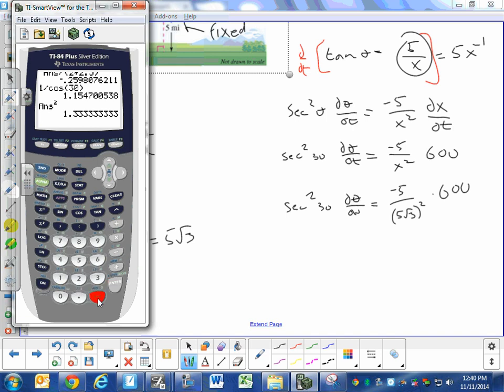I get negative 5 over 5 root 3 squared. See if I get the right answer in the back of the book. Times 600. Divided by 4/3. Negative 30.